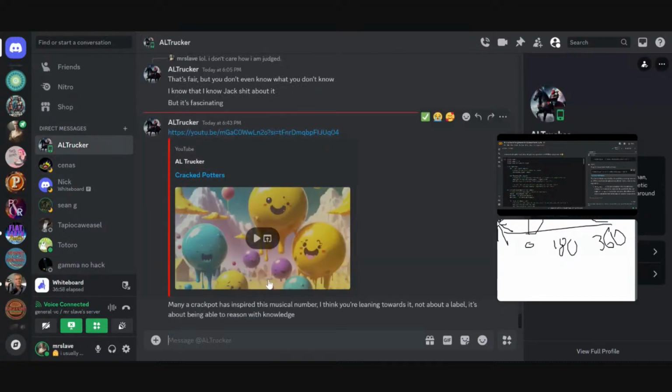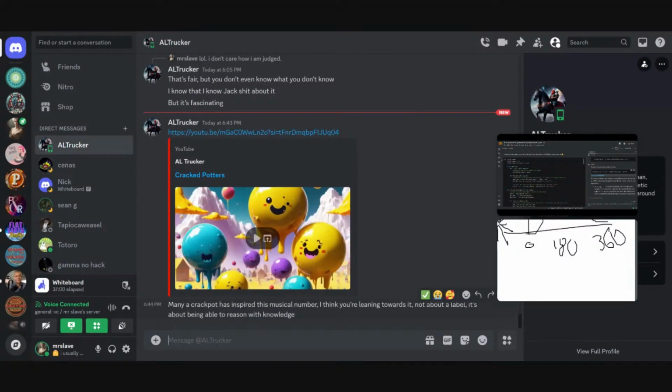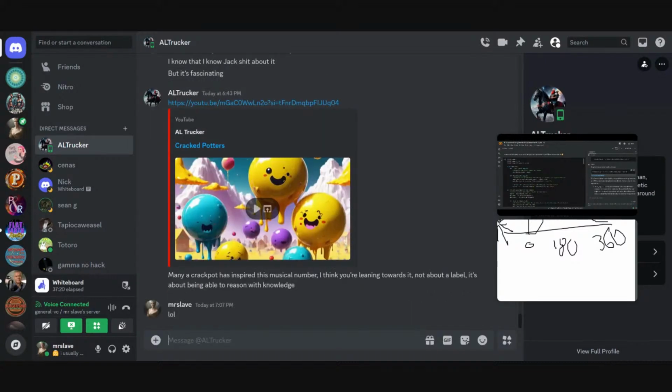Oh my god, this is so funny. Many a crackpot has inspired this musical number. I think you're leaning towards it, not about a label. It's about being able to. I don't care how I am labeled.